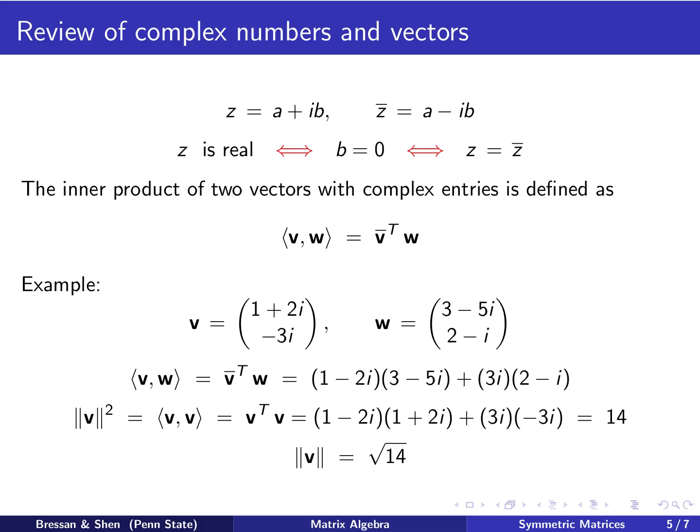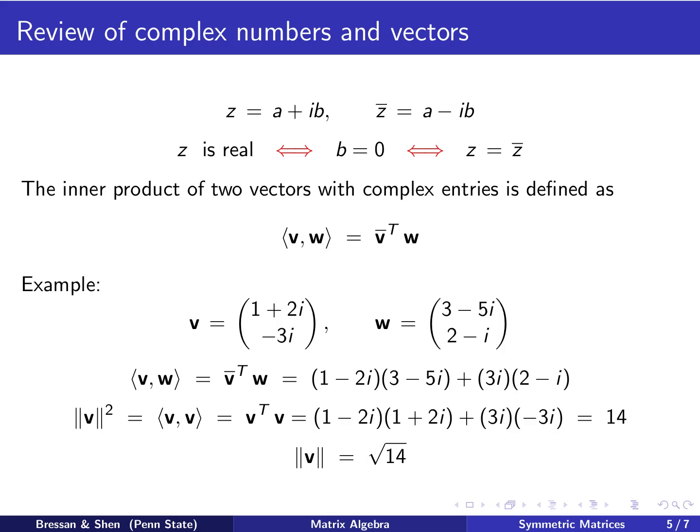Now let's do a quick review of complex numbers and vectors. If z is a complex number, a plus ib, a is the real part and b is the imaginary part, then we have the complex conjugate of z, with a bar on the top, which is changing the sign of the imaginary part, so a minus ib. And if z is real, that's equivalent to saying the imaginary part is 0, which is equivalent to saying z equals z conjugate.